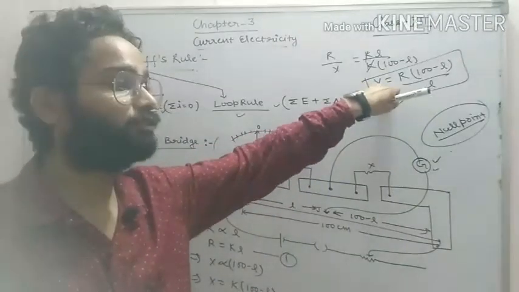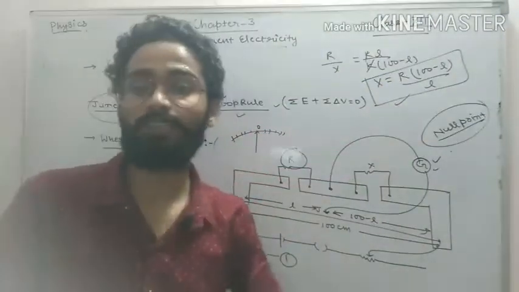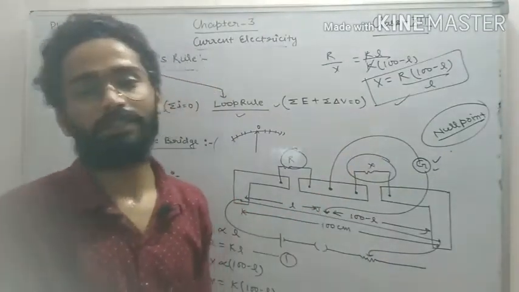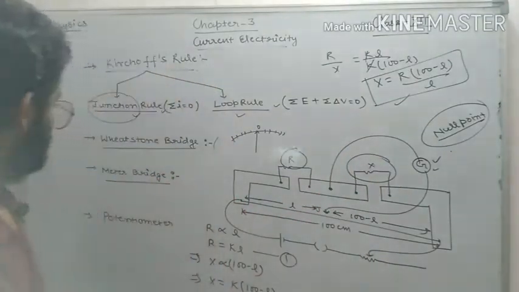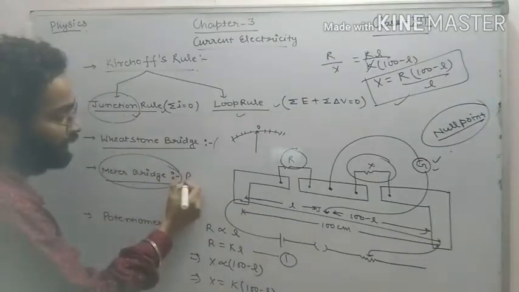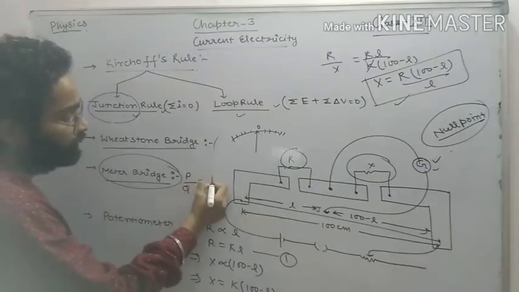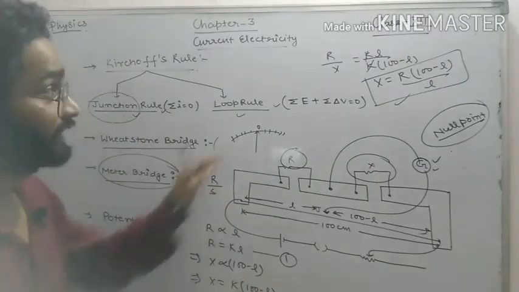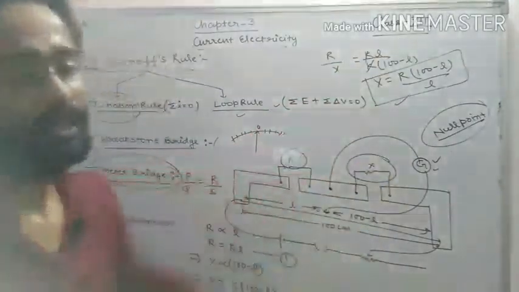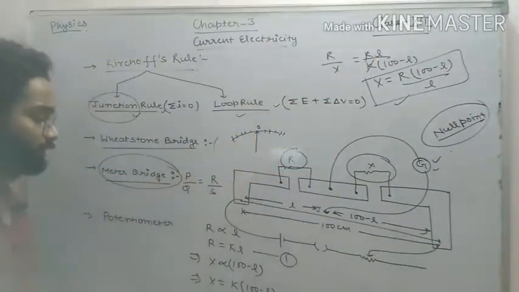And by using this formula, we can also find the specific resistance of a given wire. If one wire is given, then we can easily find the specific resistance of the wire. So this is all about the meter bridge. It is based on the Wheatstone bridge because it is also in the form of P by Q is equal to R by S, as shown here. As shown, R by X is equal to L upon 100 minus L.